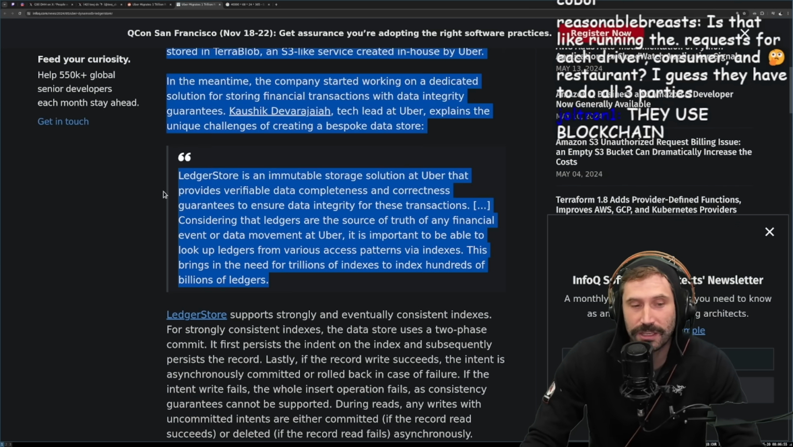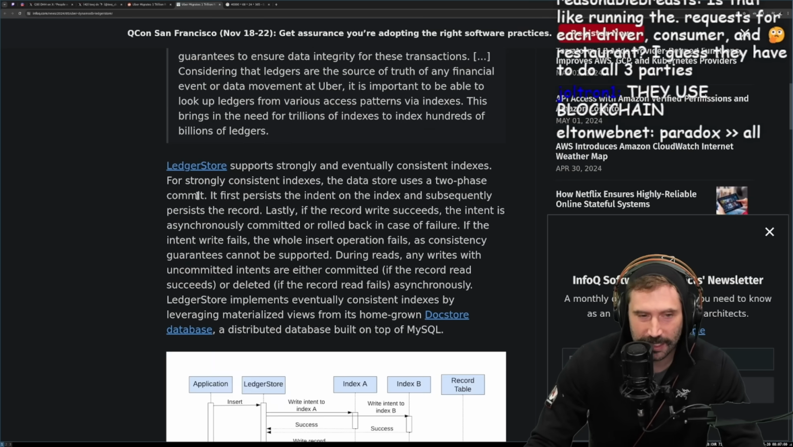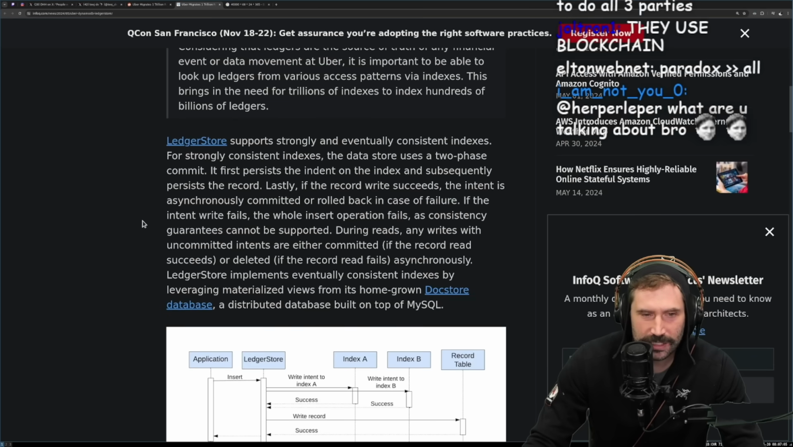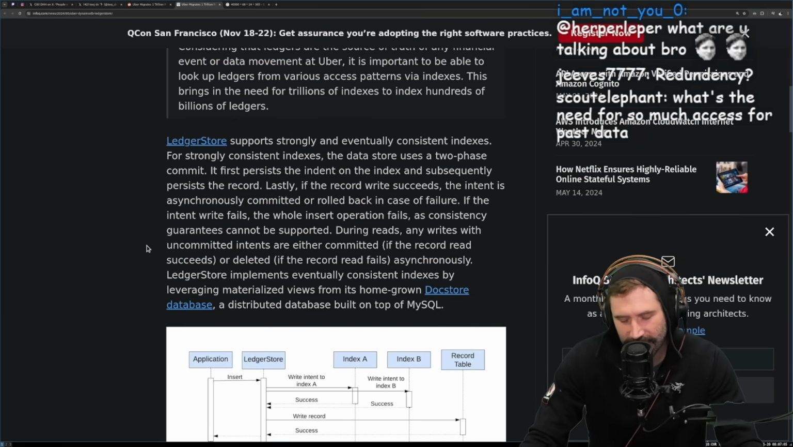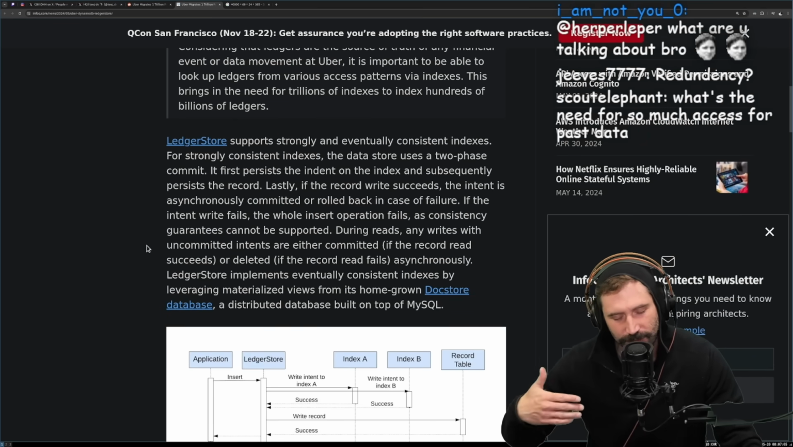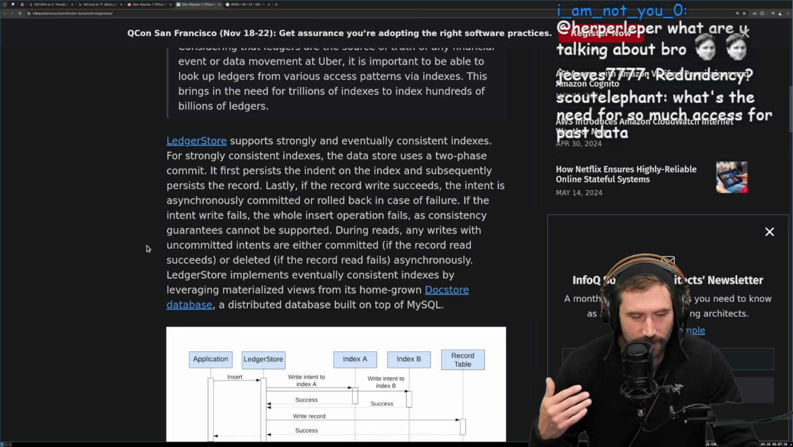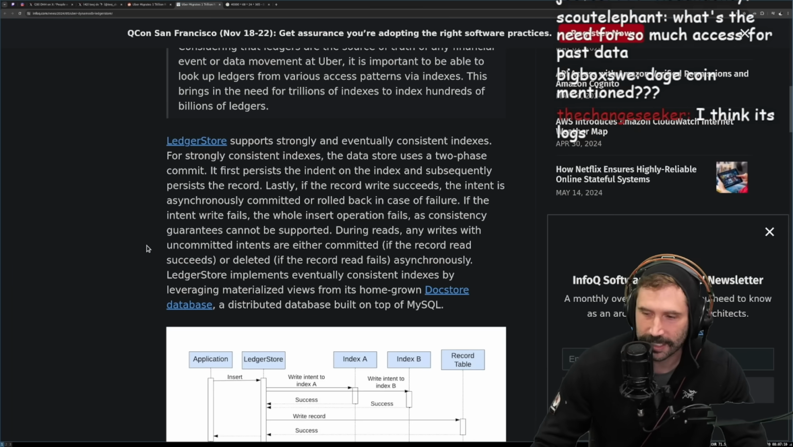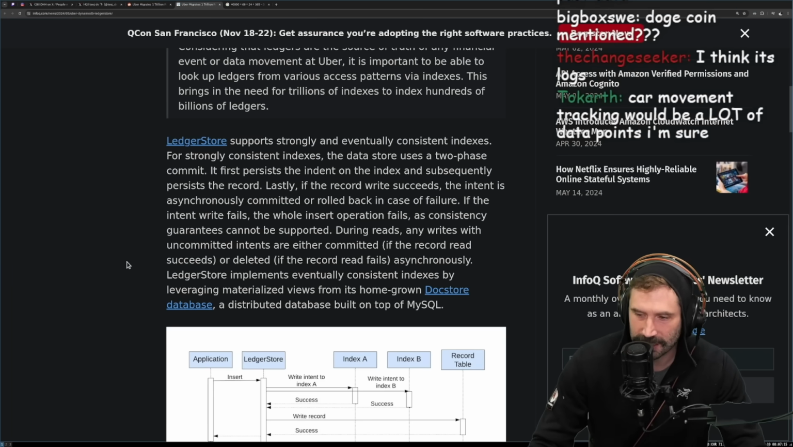I don't know. That's what is confusing to me. What are these needs that are that intense? You know, again, obviously we don't work there. We don't know all the requirements. You think you understand something, but you truly don't understand something. I think it's logs. Dogecoin mentioned, potentially they use blockchain, maybe.